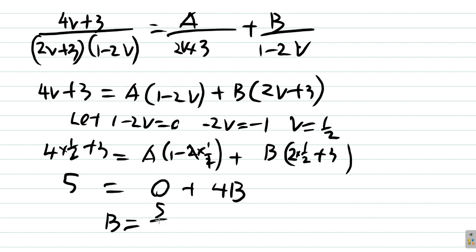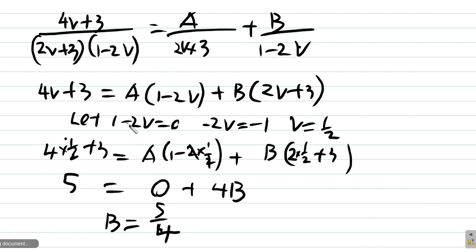When you do the transposition, b is 5/4. Alright? So make sure you get that part. Remember your integration by partial fractions. When you multiply, with 4v plus 3 equal a, and 1 minus 2v plus b times 2v plus 3, because they cancel when you multiply both sides by 2v plus 3, 1 minus 2v, right?